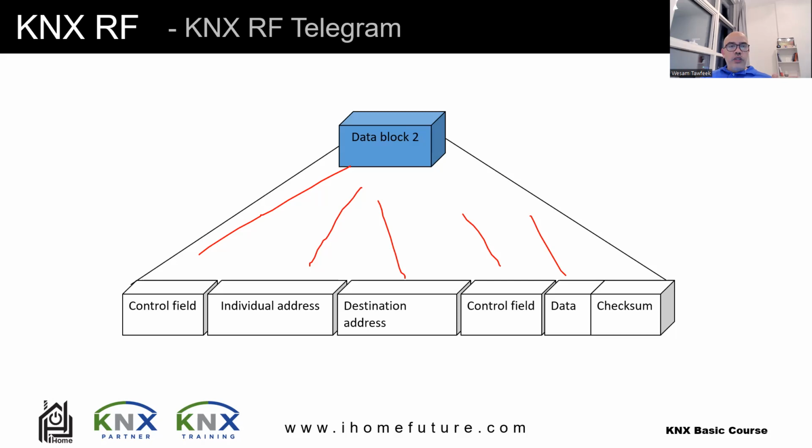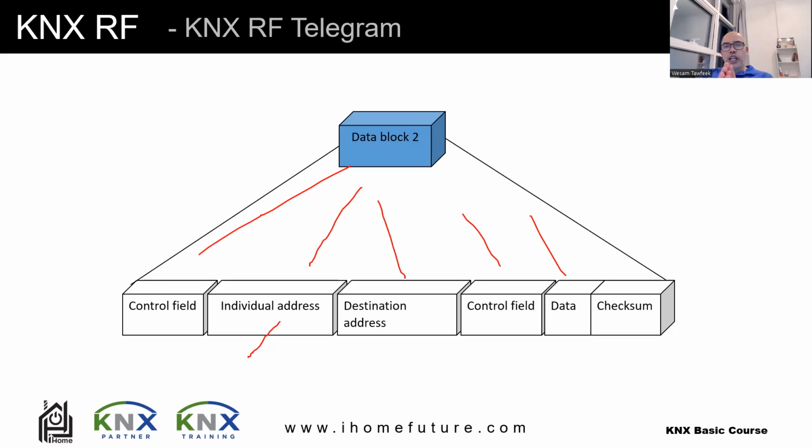Okay, it also appears the individual address. Individual address is the address of the sender, the device, like a button or something. This is the individual address. Then destination address. In RF, I have two types of destination address. It's either an individual address, and individual address, by the way, is the one that we talked about, like area dot line dot device, like 5.5.6, something like that. Okay, but the destination address in here can be an individual address or a domain address.